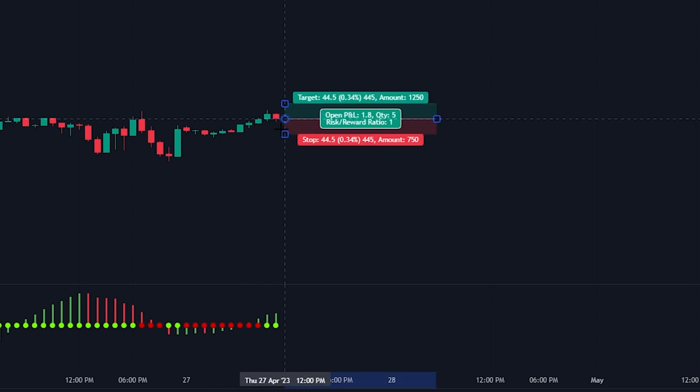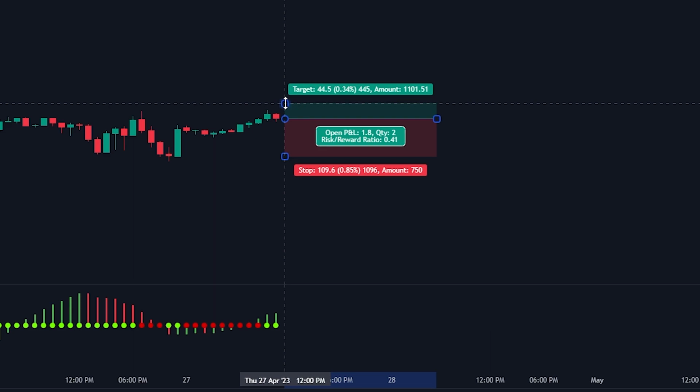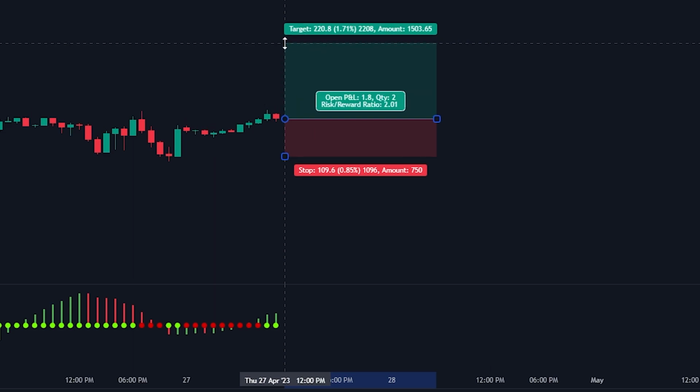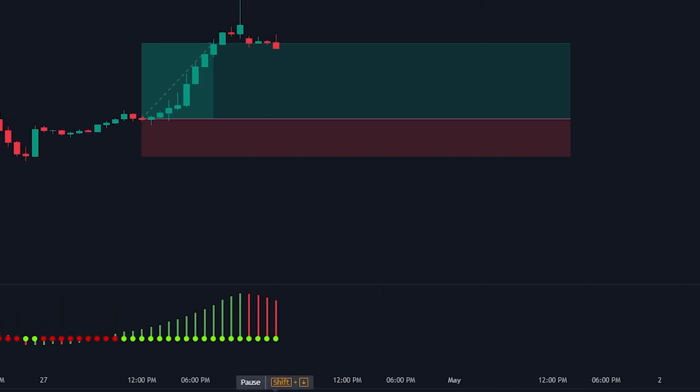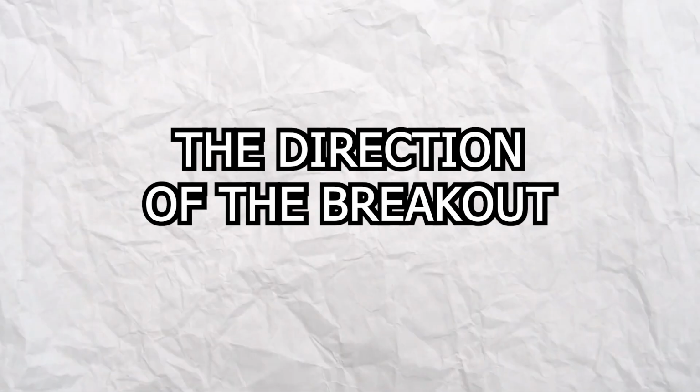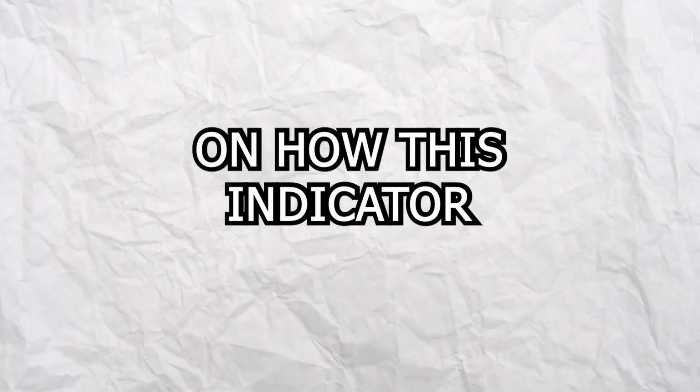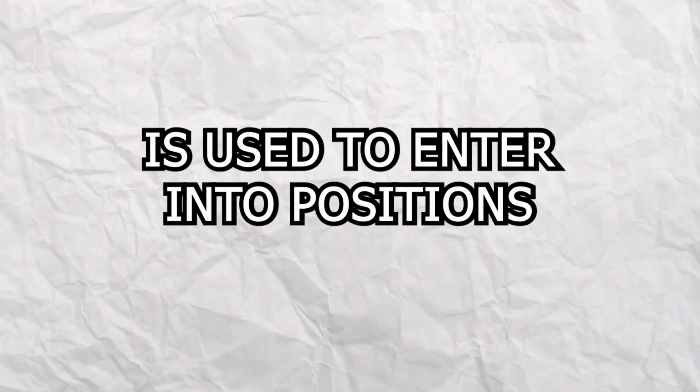Let's open a long position. We can set the stop loss at the recent lowest price. For the take profit, we will use 2 times the risk. To determine the direction of the breakout as well as determining the entry point, let's take a look at how this indicator is used to enter into positions.